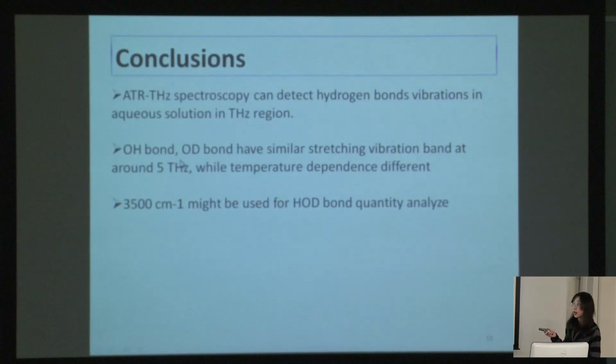Here is the conclusion of my experiment. First, attenuated total reflection terahertz spectroscopy can detect hydrogen bond vibration in aqueous solution. And second, the hydrogen-oxygen band and deuterium-oxygen band have a similar stretching vibration band at around 5 terahertz, but the temperature dependences are a little different. The third one is 3,500 per centimeter might be used for HOD band quantitative analysis.